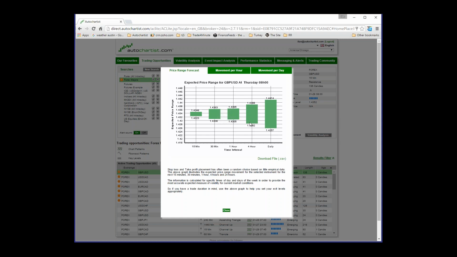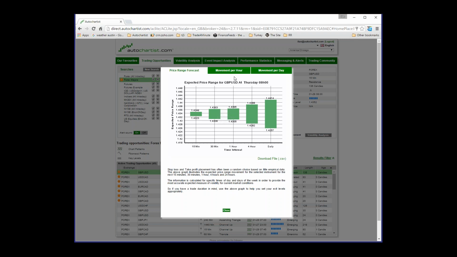Again, this volatility analysis is non-directional, so it's not telling you which way it's going. The current price, if you can imagine, is in the middle of this little trumpet, as we call it, but independent of which way you're going to go, whether long or short, this volatility analysis is very important because it gives you an indication of where to set your stop losses and take profits according to the market volatility.